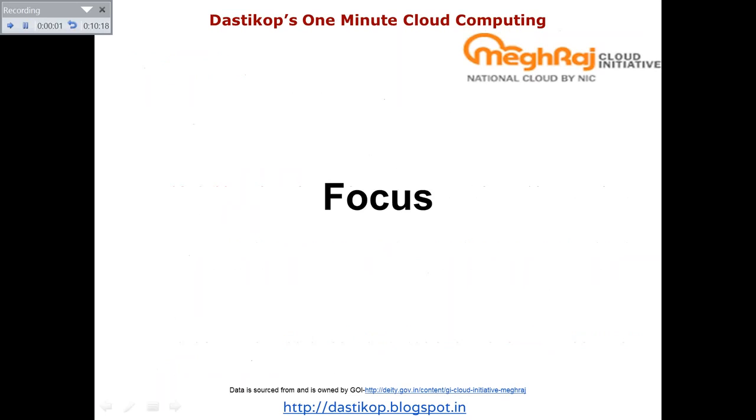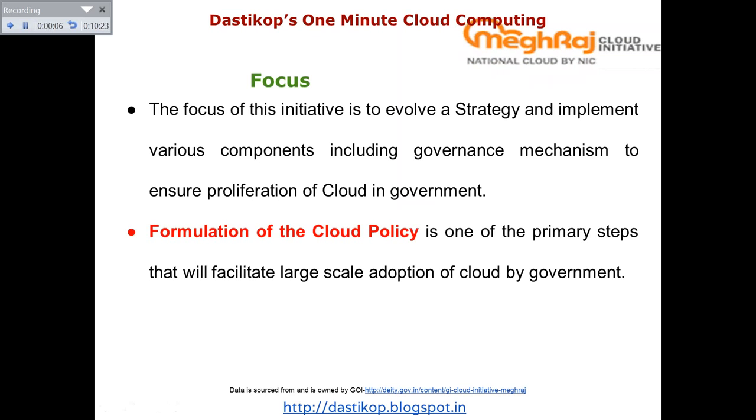Now that I have told you the objective, let us discuss the focus. That means where are we focusing in this particular project? The focus of this initiative is to evolve a strategy and implement various components, including governance and mechanism, to ensure proliferation of cloud computing in government. So the focus is that now we know that cloud is good. Now we have to have a framework to ensure that every activity of the government is done using cloud power. Formulation of cloud policy is one of the primary steps that will facilitate large-scale adoption of cloud by government.